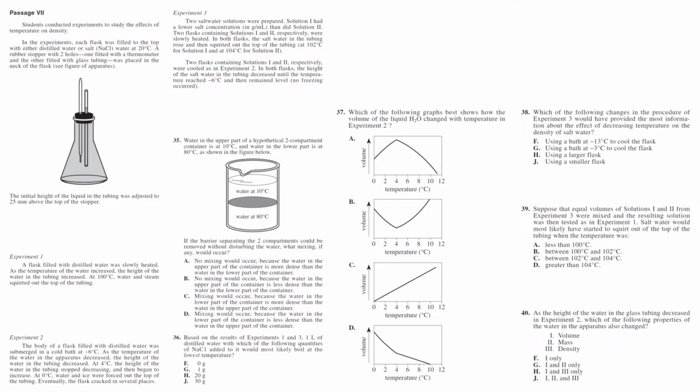So in this one, it looks like the students had a flask filled to the top with water or salt water at 20 degrees Celsius. And then in experiment 1, it slowly heated until it gets to 100 degrees Celsius, which is boiling. Water and steam come out the top. Okay, experiment 2, looks like they submerge it in a cold bath. In experiment 3, 2 different saltwater solutions were prepared. Looks like one has a lower salt content than the other. That's it. So they're really just seeing what's the effect of salt water on temperature, it seems.